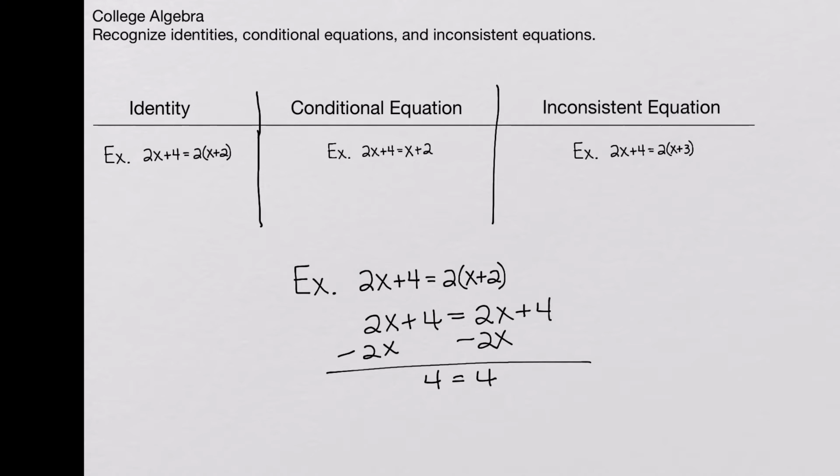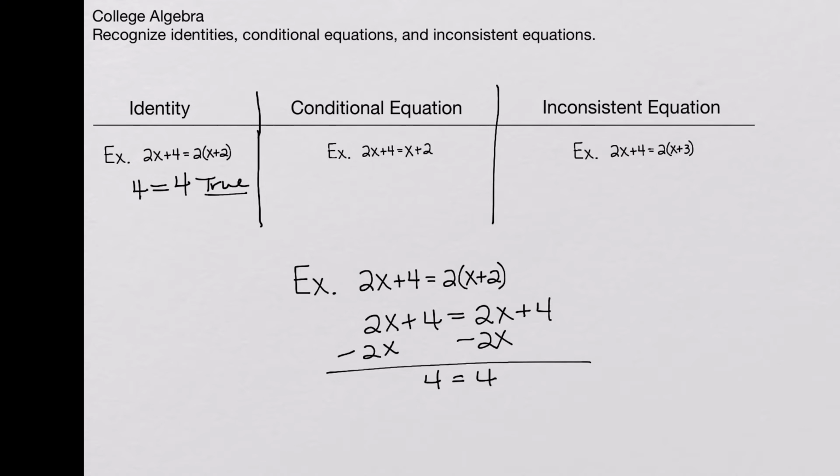So we're left with 4 equals 4. So 4 equals 4 is our result. That's not really a specific answer, but it is a true statement. And that's what makes this an identity, because 4 is always equal to 4. So what that tells me is, it doesn't matter what I plug in for x. Any number in the world is going to work as a solution here.